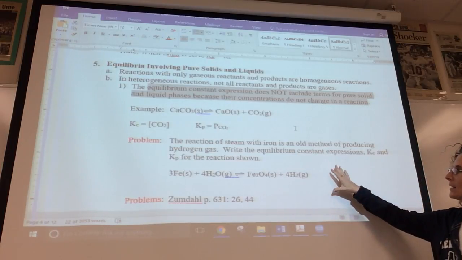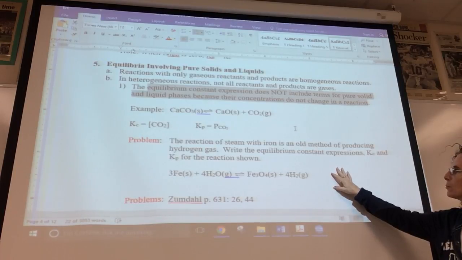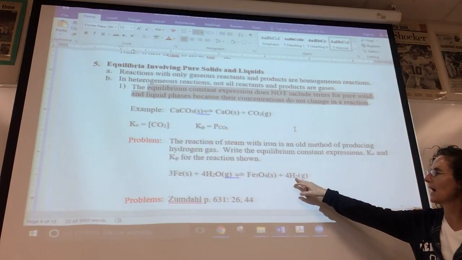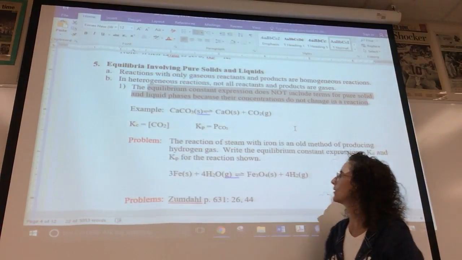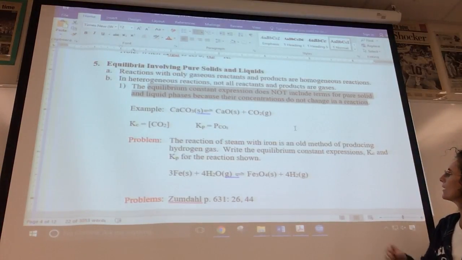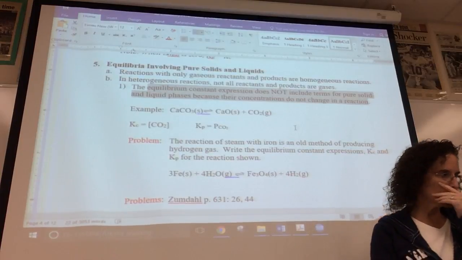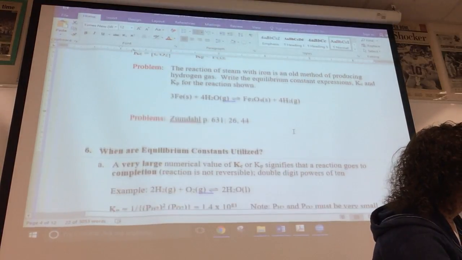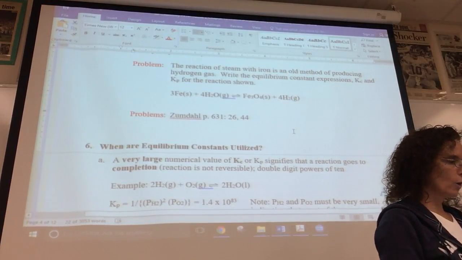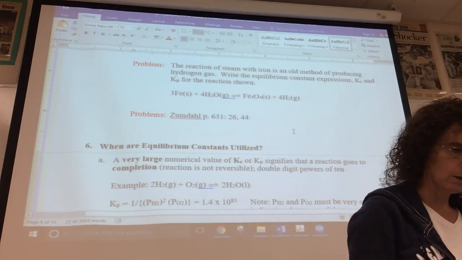All right. It says the reaction of steam with iron is an old method of producing hydrogen gas. So steam and iron. Write the Keq expression. You want the Kc and Kp. Take a minute to write the Kc and the Kp for that problem.